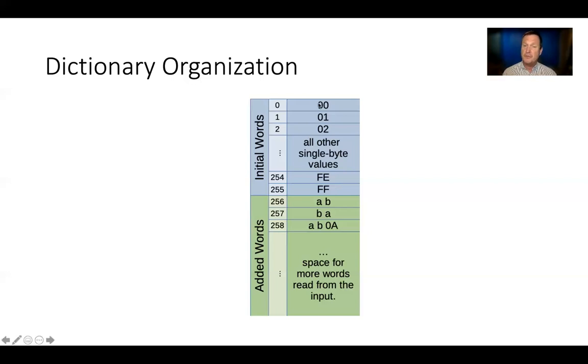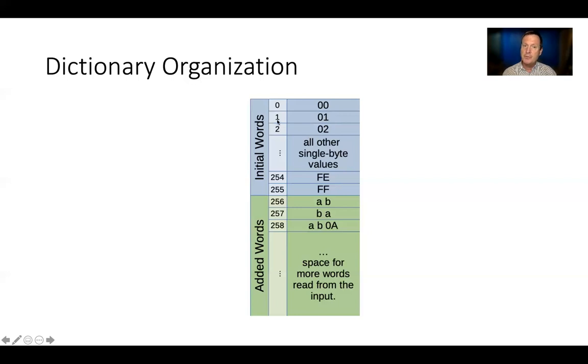The first one will just be the byte 0, the same thing we use as a null terminator in a string. So if byte 0 shows up in the file, we've got a way of saying that by saying, oh, that's word number 0 in the file. If a byte with a value of 1 shows up, we've got a word for that.